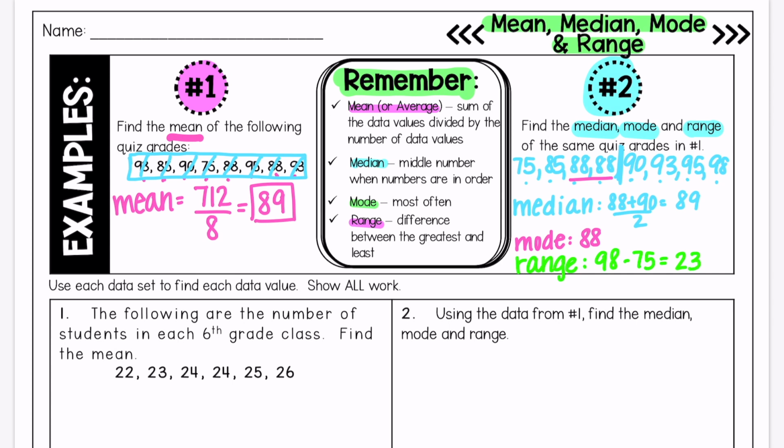So those are all data values that tell us about our set of numbers, in this case these quiz grades. It tells us the average is about an 89. It tells us the median number is also an 89, where it falls right in the middle. The mode, the quiz grade that occurred the most often, was an 88, and the range, how they spread out, is 23 percentage points.